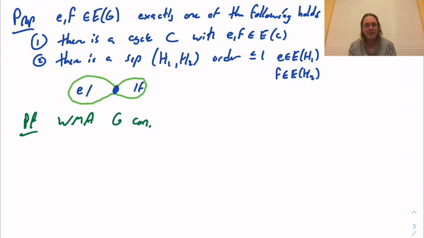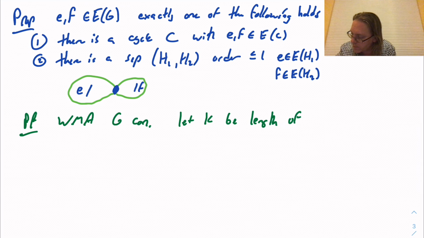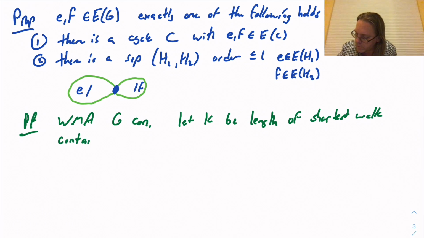Now, how are we going to do an induction? I'm actually going to do induction on the length of that walk. So this is a bit of a crazy game, but it's what we're going to do. So I'm going to let K be the length of the shortest walk containing E and F. There we are. So K is that length.